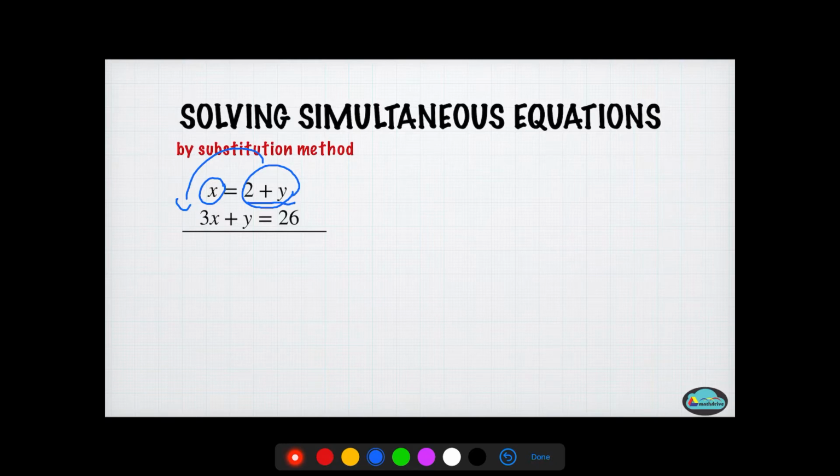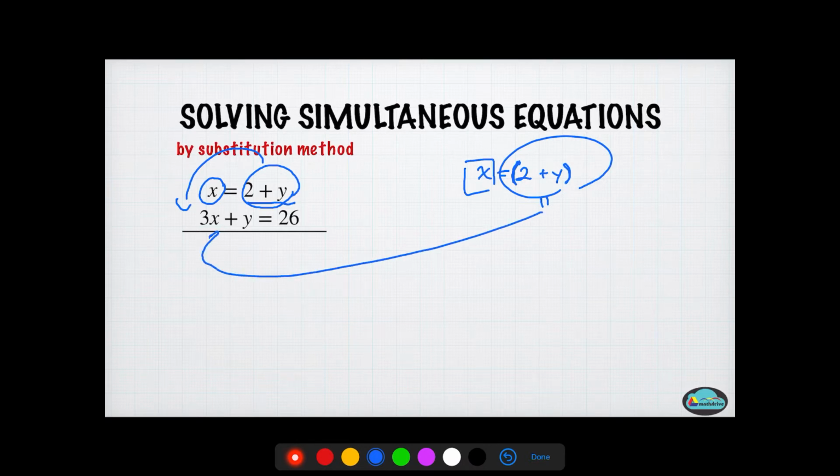But one thing we have to keep in mind in this kind of problem: whenever we have an equation like this, let's say x is equal to 2 plus y in the first equation, I tend to keep this expression in a bracket so that anytime I see x, I will be able to substitute that expression with 2 plus y inside the bracket.